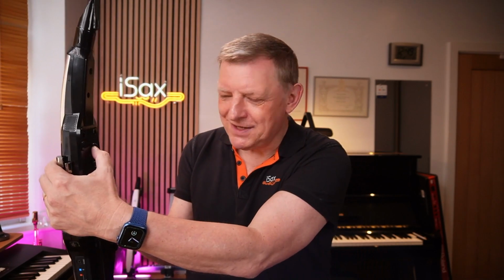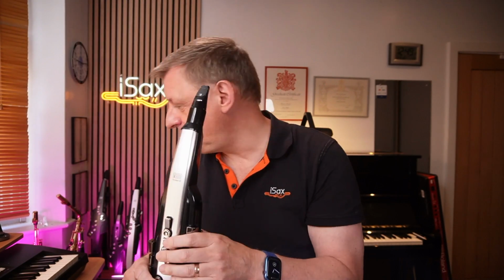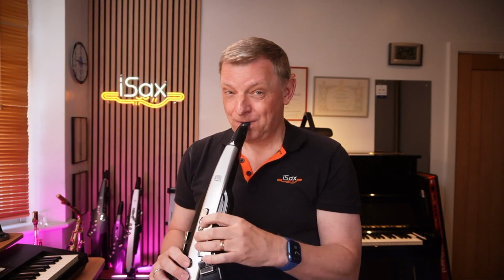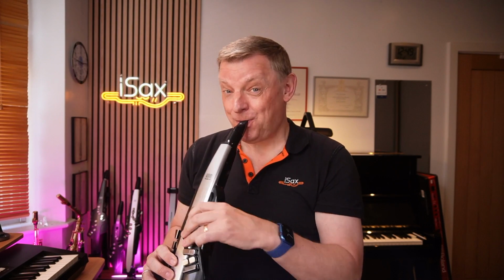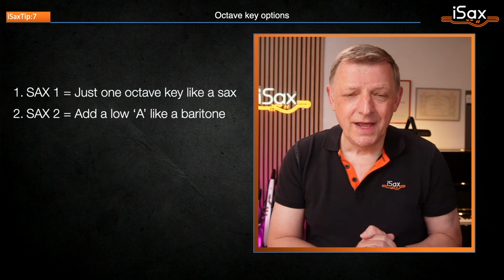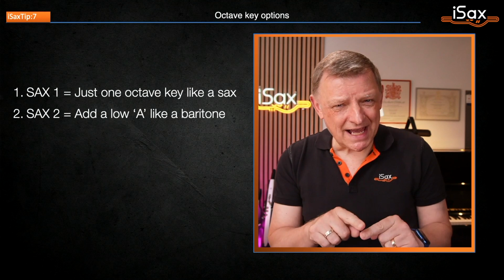So pressing the octave key above the thumb rest is going to go up into the second octave, just like a saxophone. And if I press one of the down octave keys, nothing changes. Nothing changes there. So this could be a good place to start if you really just want the Aerophone to play exactly like your saxophone does. The next one is Sax 2.